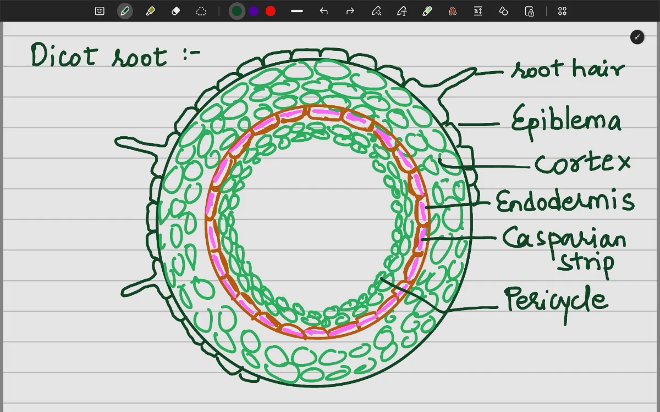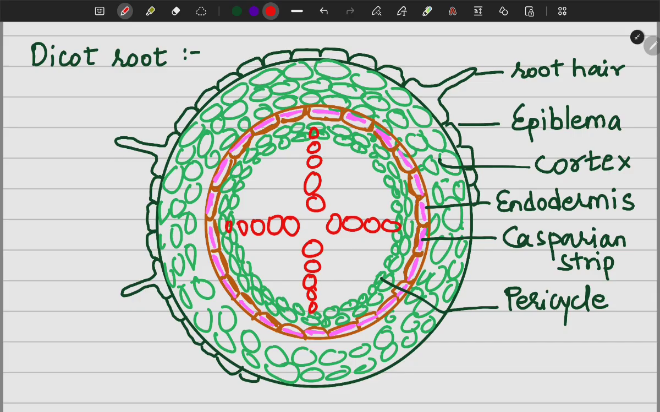Then inside the pericycle we will find the vascular bundles, and we studied about how these vascular bundles are arranged inside the root. In the previous lecture we studied about it, right? So the vascular bundles are arranged radially. That means xylem and phloem will be found alternately on different radii. So in case of dicot roots, usually 2 to 4 xylem and phloem bundles are found. So this will be the xylem.